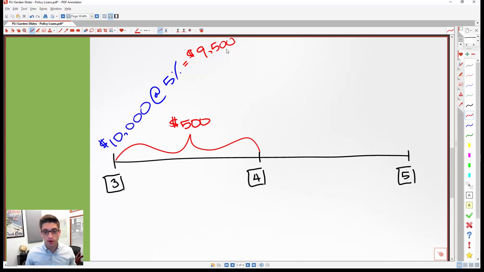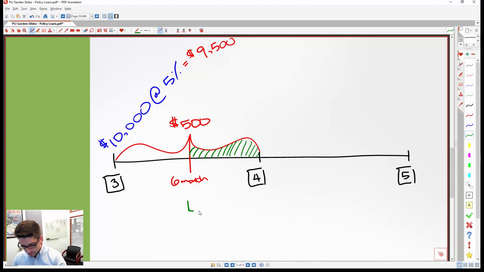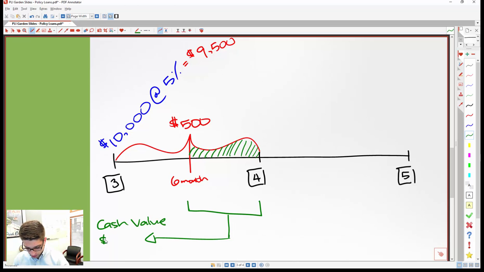Okay, now you start to make those premium payments back. But let's say 6 months down the road, you pay off that policy loan all the way. Well, if you paid off that policy loan all the way, the insurance company has taken 6 months too much worth of interest. So the insurance company is going to do a quick calculation, and they're going to credit back to your cash value $250. Half of that, okay?